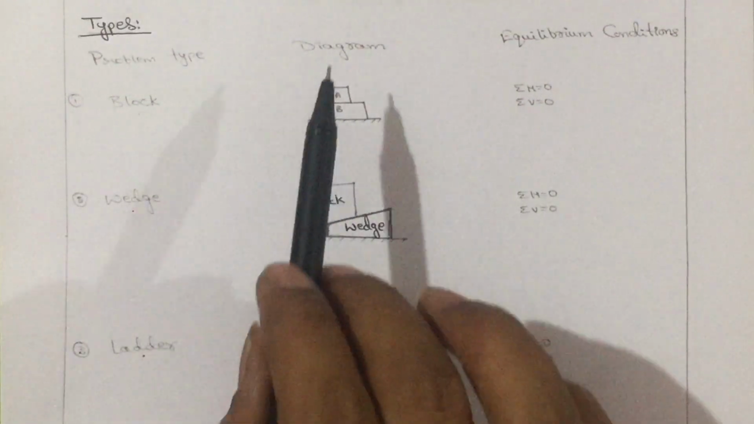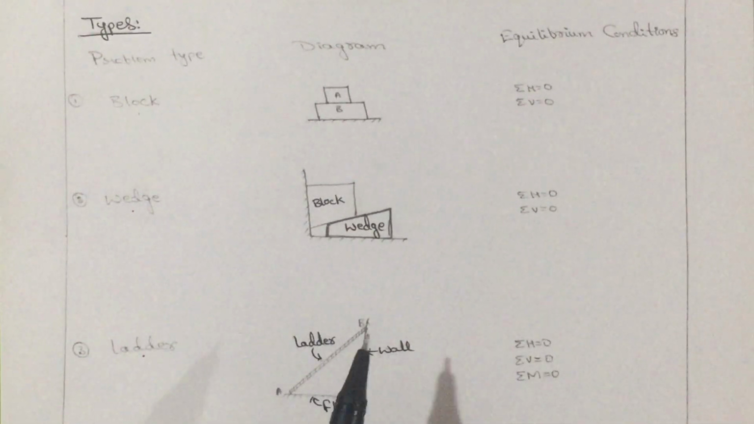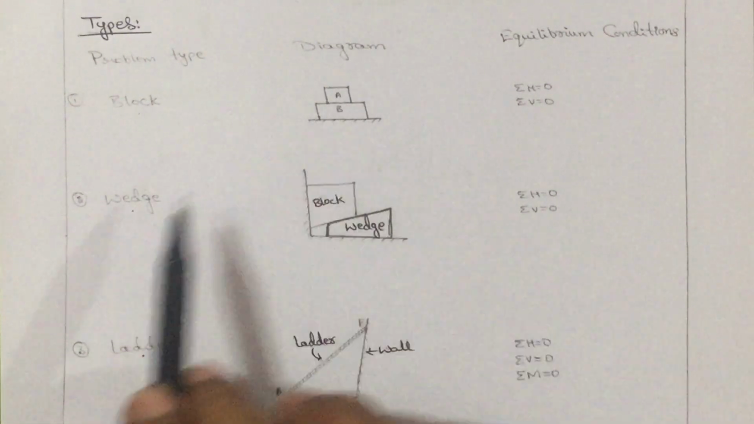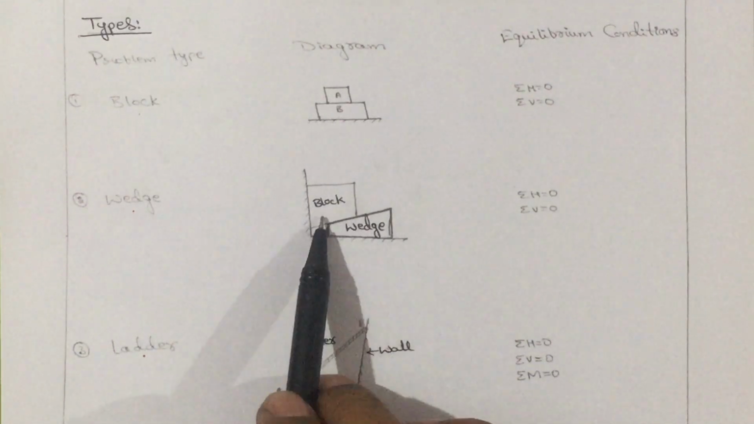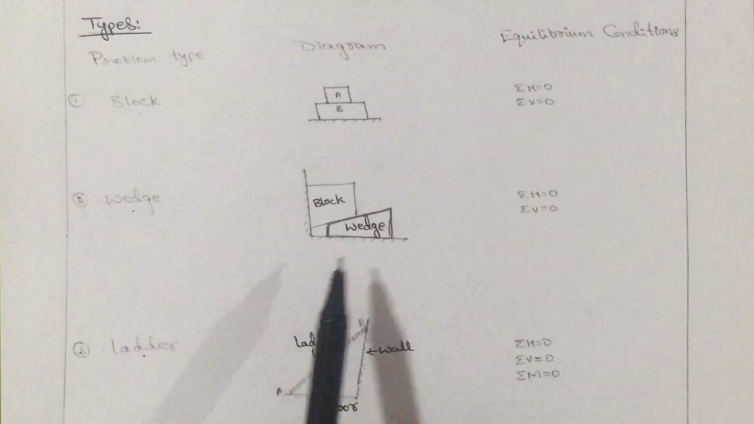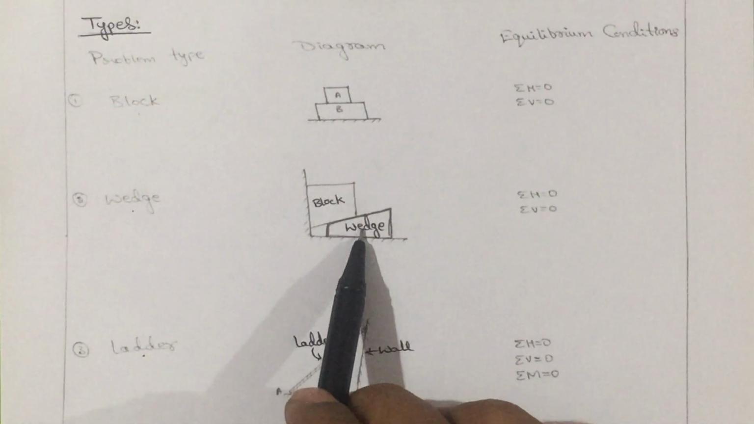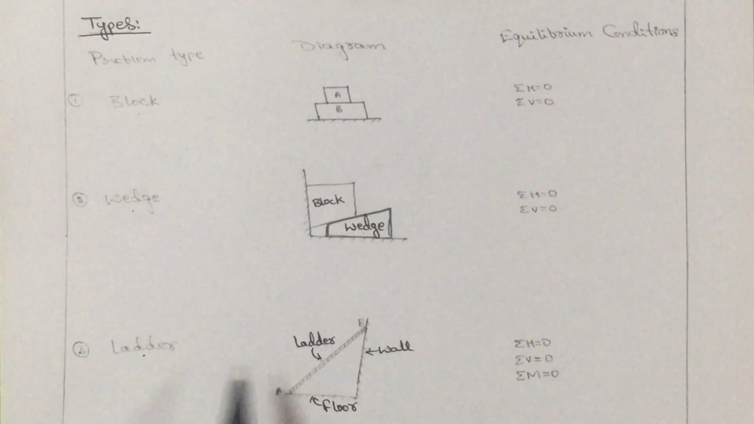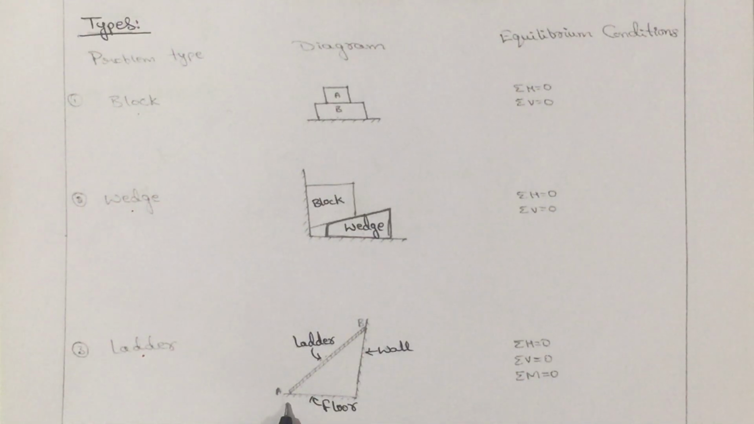I have drawn the diagram for each type of friction problem. A block problem consists of blocks. Then wedge: it is a block, and to lift a block upward or downward, we make use of a wedge. It is a tool, so this type of friction we call wedge friction. Then ladder: you know that a ladder will be in contact with the wall and the floor. So this is that type of problem.